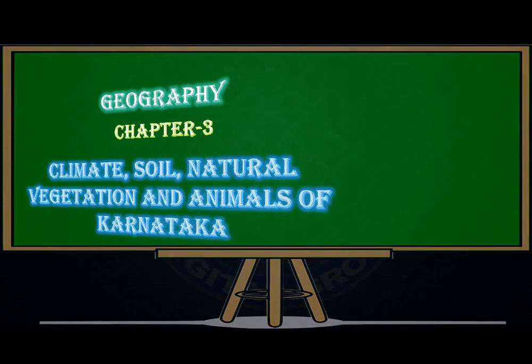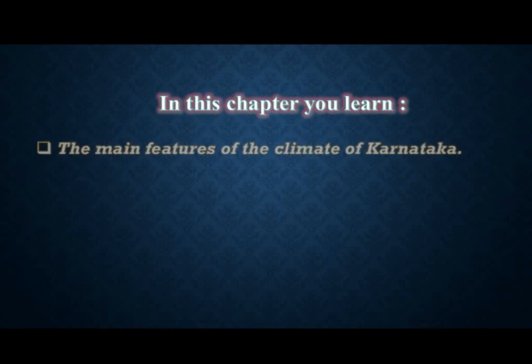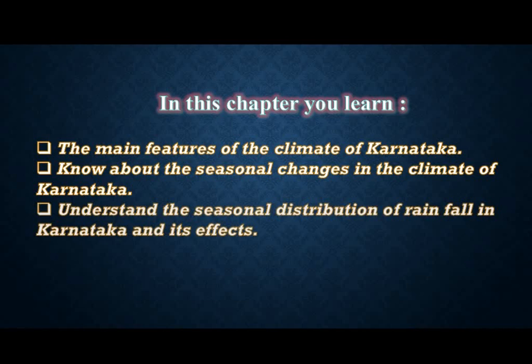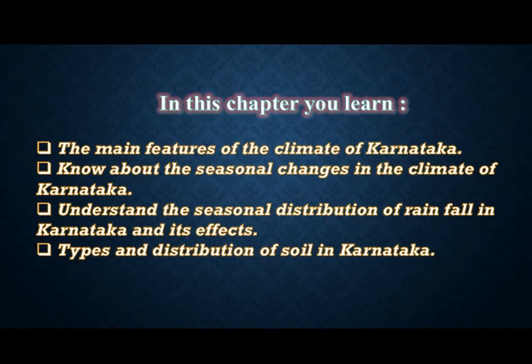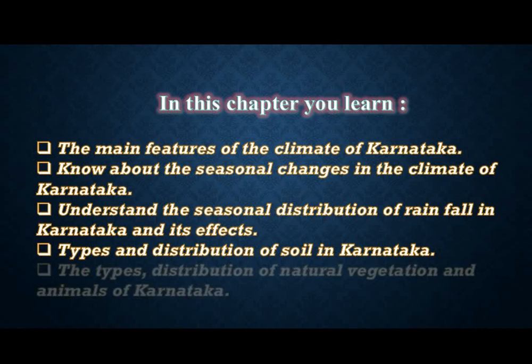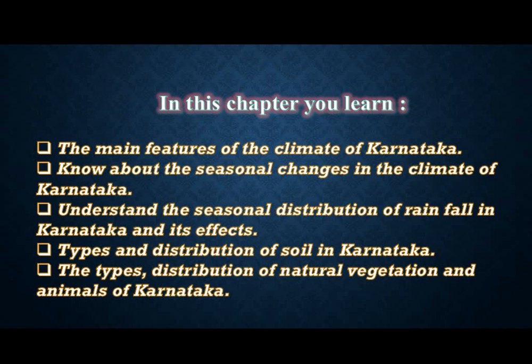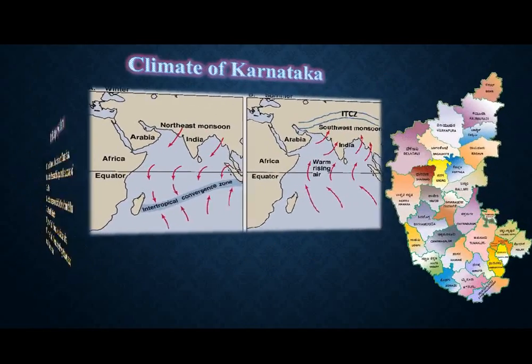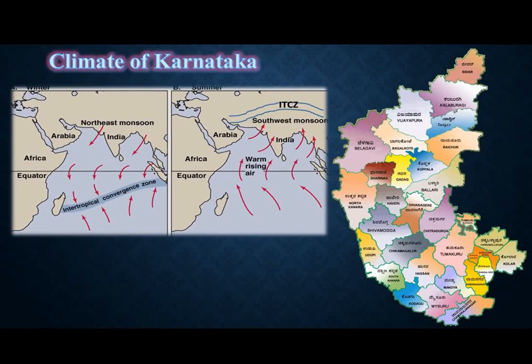So students, let's see the quick learning points which we are going to study from this lesson. The first is the main features of the climate of Karnataka, how seasonal changes happen in the climate of Karnataka, and we are going to understand the seasonal distribution of the rainfall in Karnataka and its effects, the types of distribution of soil in Karnataka, and the types of natural vegetation and the animals of Karnataka is what we are going to talk about in today's class.